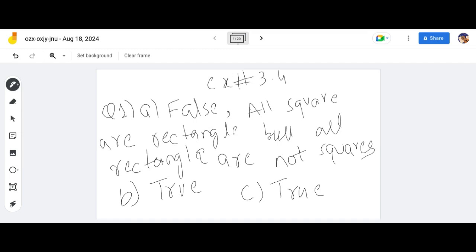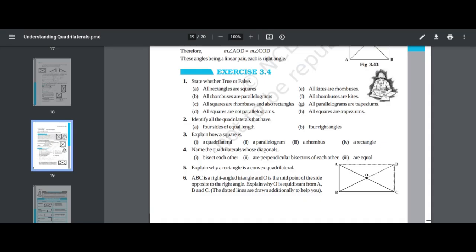All squares are not parallelograms. False. All squares are parallelograms because their angles and sides are parallel to each other. No, they ask for false. All squares are parallelograms as opposite sides are equal and parallel. This statement says all squares are not parallelograms, so it is a false statement. All squares are parallelograms. So D is false, because their opposite sides are parallel to each other.